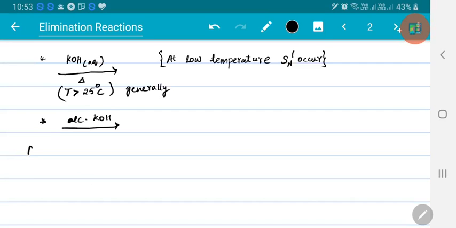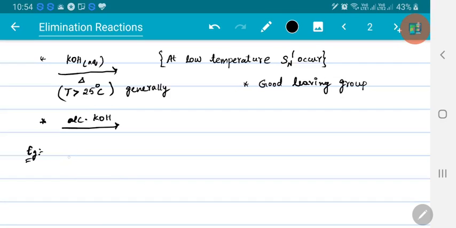Right, example. So here let me write that. There must be a good leaving group, right, and a good base. Base is required to abstract acidic hydrogen. But the priority condition is that there must be a good leaving group, because carbocation formation is the rate determining step.